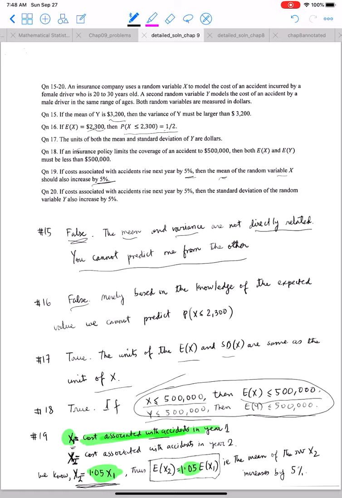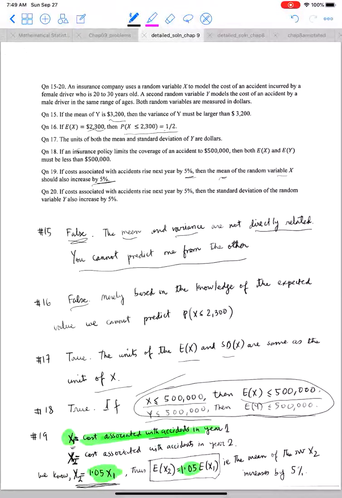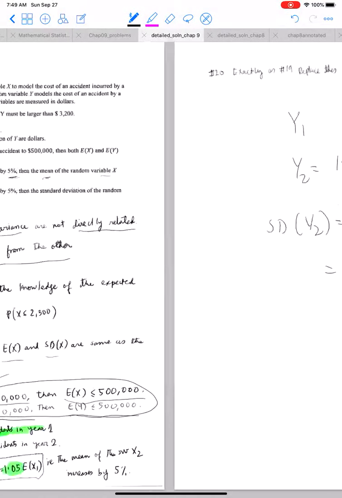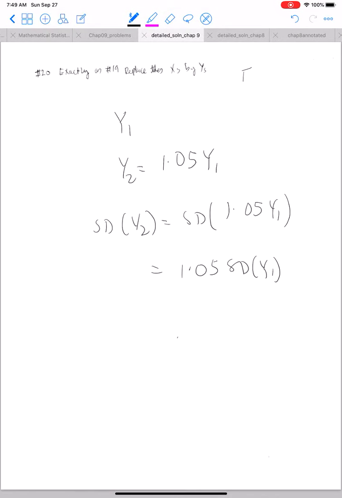The standard deviation also increases by 5%. That is true because my initial random variable was y1, and my y2 is 1.05 times y1. So standard deviation of y2 is standard deviation of 1.05 y1, which is equal to 1.05 times standard deviation of y1. Okay, so 19 is true and 20 is also true. Both of them are true. So maybe I should write here true and this also true.